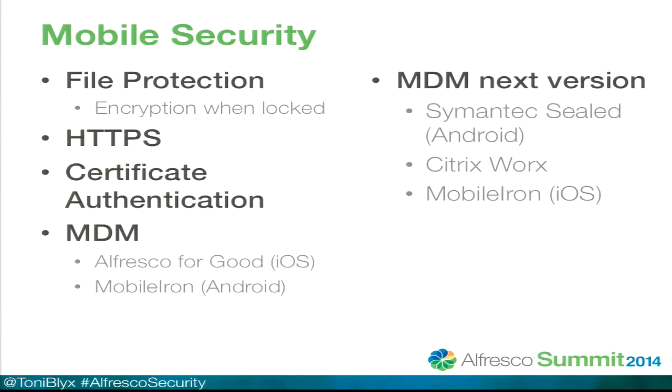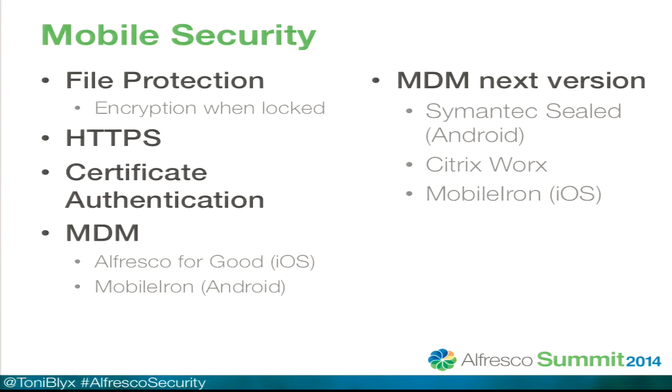Mobile. The most important thing to highlight in terms of mobile and in terms of security maybe is the MDM support that we have with Alfresco for Good for iOS or Mobile Iron for Android. You can get control of your application in your employees' devices. When you are using Alfresco Mobile with Alfresco Enterprise, you can encrypt the content locally in the device itself.